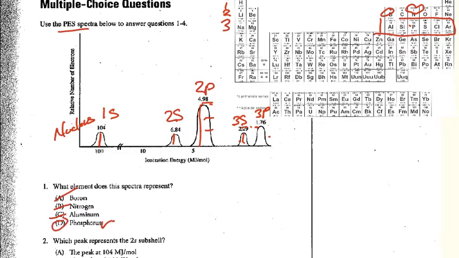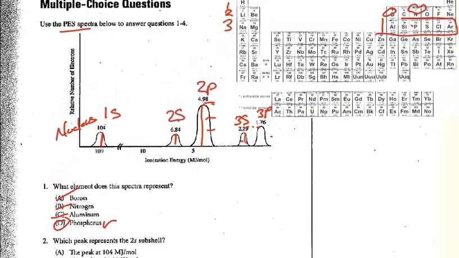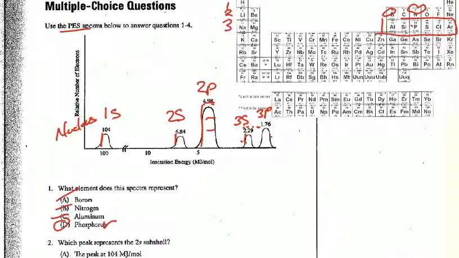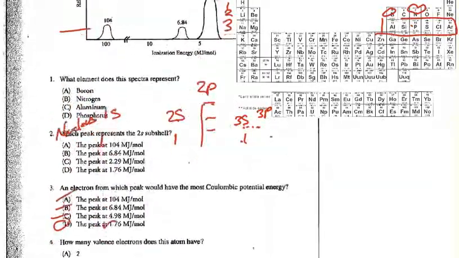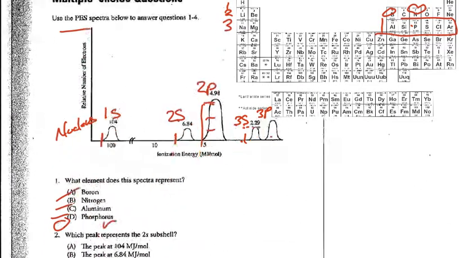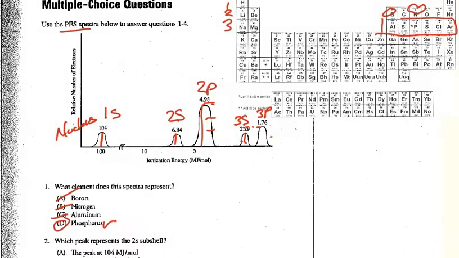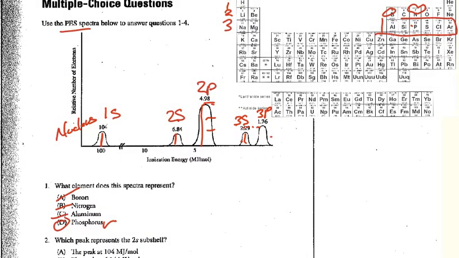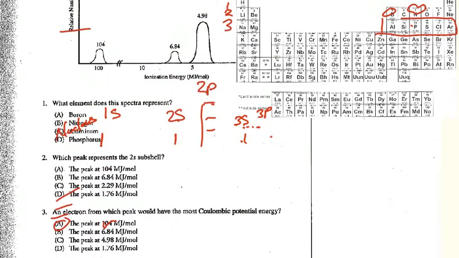While we're here, we're going to scroll up and look at question 2. Oops, that's clicking on the wrong thing there. Let's see if I can't get it. Alright, so hopefully I've got it here. And scroll up and we can look at number 2. So 2 says, which peak represents the 2s subshell? Well, if we slide it back down, you notice that the 2s we've already labeled. So the one at 6.84 megajoules is the answer. So it looks like B is going to be the correct answer here.